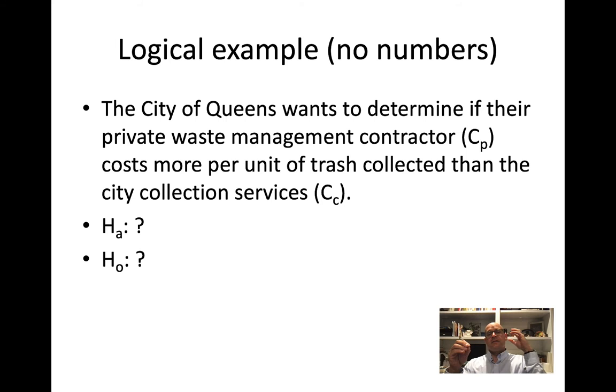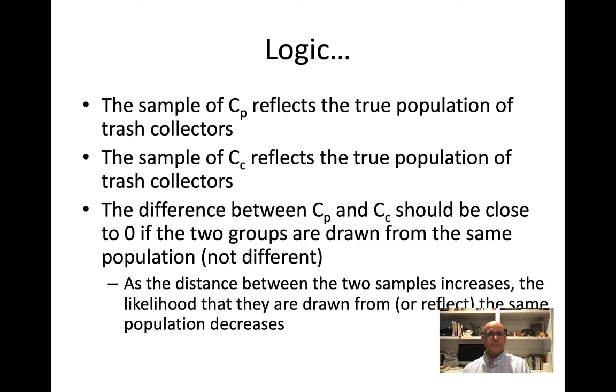So the logic goes like this. The sample of the private, CP, reflects the true population of trash collectors. The sample CC reflects the true population of trash collectors. They're both drawn from the same population. So if the difference between CP and CC is small, which if they're drawn from the same population, it should be about zero. The difference between CP and CC should be like nothing, because they're drawn from the same one. But due to natural randomness, they might have some small differences, right? But as the distance between the two samples increases, it becomes less likely that they could be drawn from the same population.